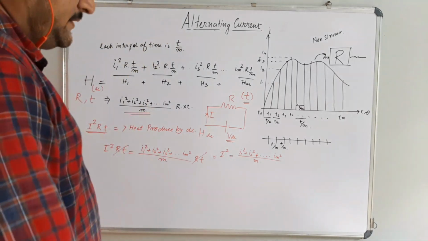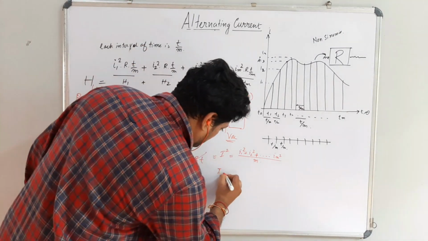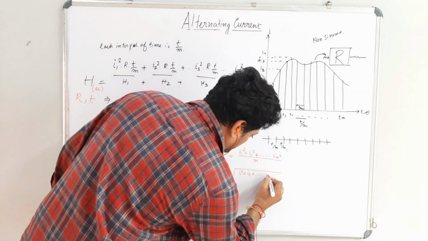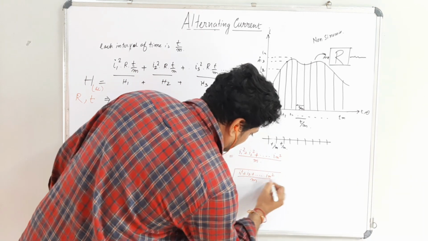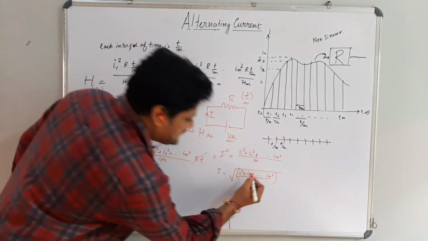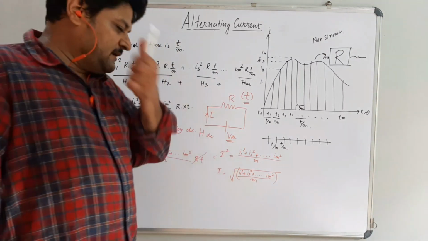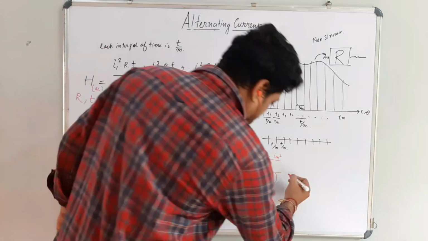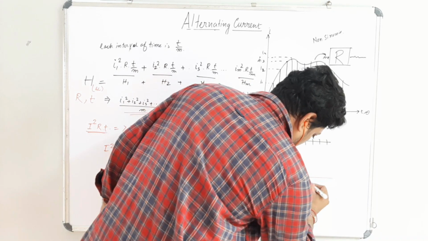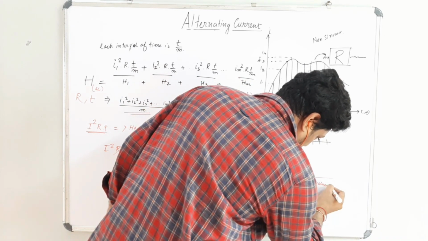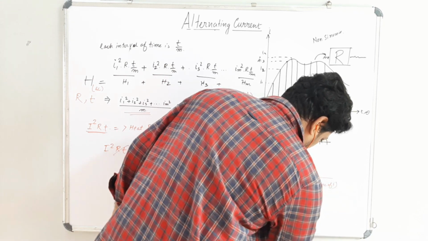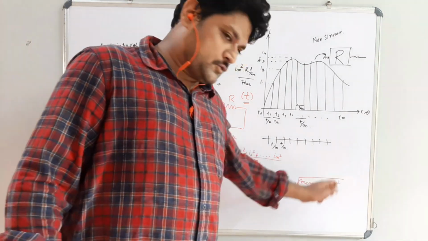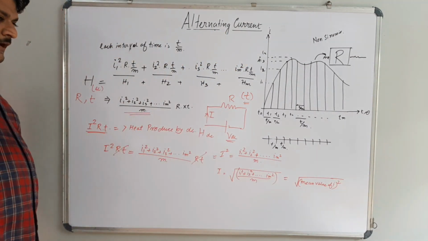It means that I is equal to the root of (I1 square plus I2 square plus dot dot dot IM square) by M. What is this? This is the mean value of I and its square. So this is called root mean square, the RMS value of the alternating current.